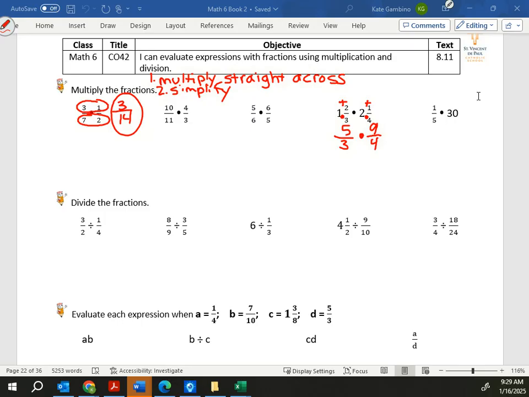Dividing fractions, what's our rule? Sarah. First step, flip the second fraction. Then our steps are the same. Multiply across. As we flip from dividing to multiplying, flip our second fraction, and then we simplify.